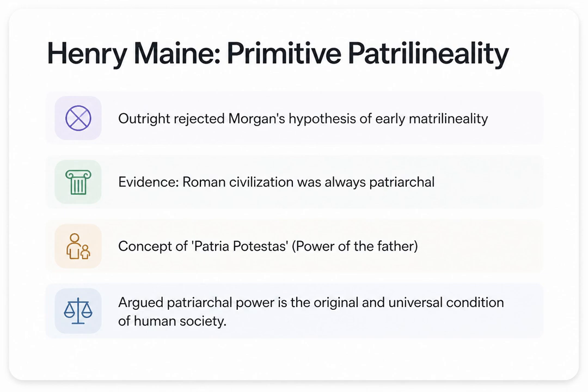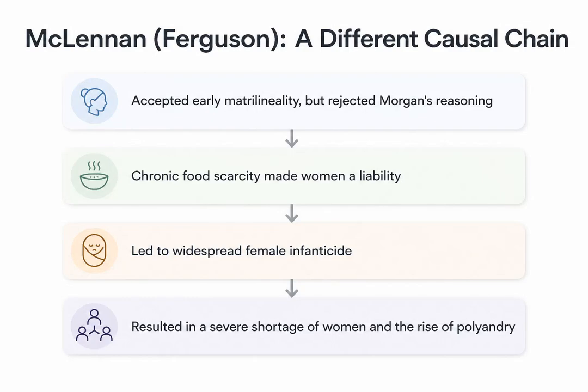From this, Maine developed the concept of patria potestas, the power of the father. He argued that patriarchal power was not a late development, but the original and universal condition of human social organization from the very beginning, dismissing Morgan's matrilineal stage as an unsubstantiated fantasy. The third critique comes from a scholar noted as Ferguson, described as Morgan's arch-rival.